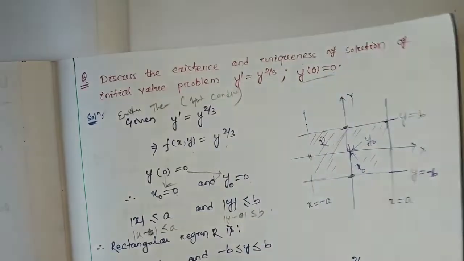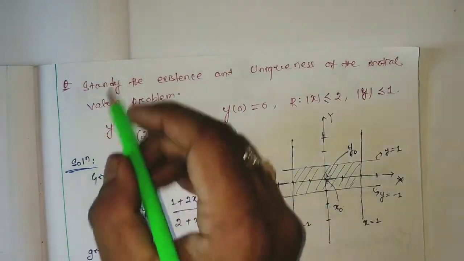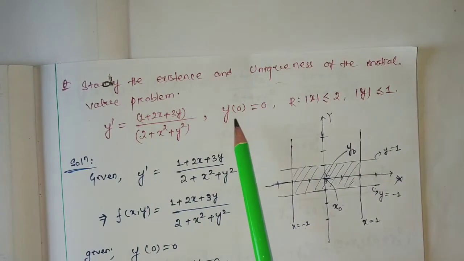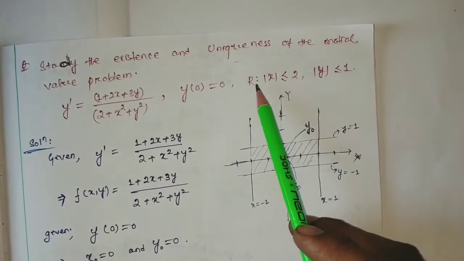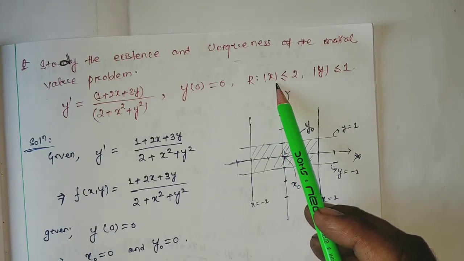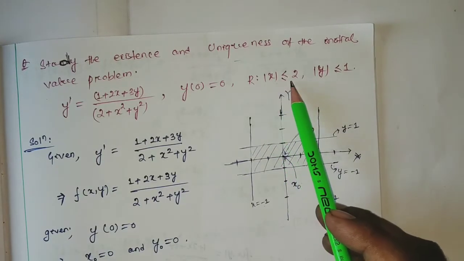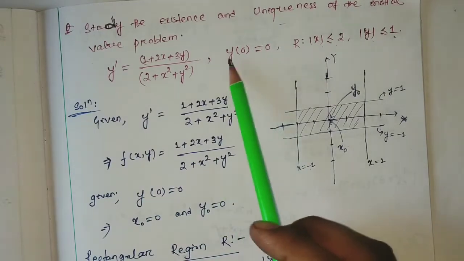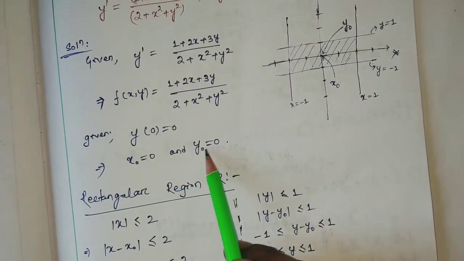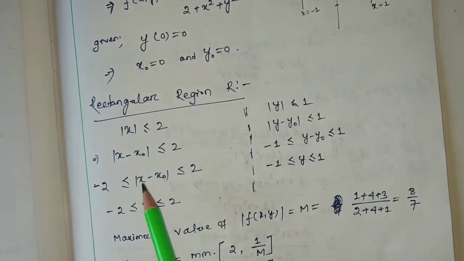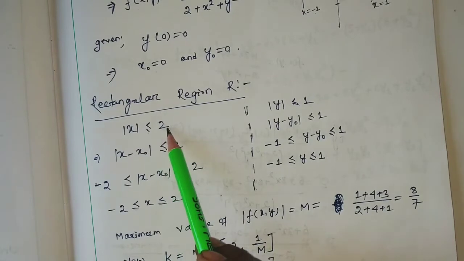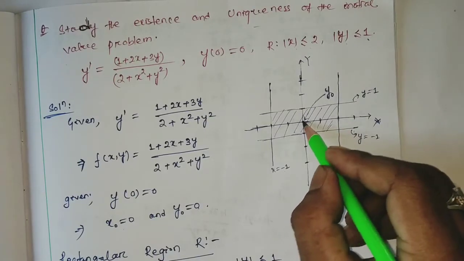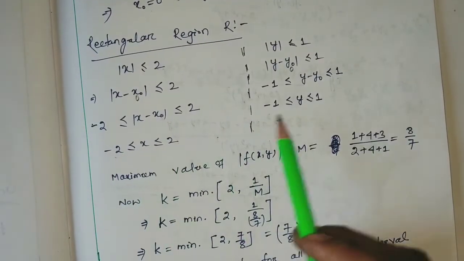Now we are going to go for the next question, that is, study the existence and uniqueness of the initial value problem. This one, y(0) equal to 0, and the region is given by mod x less than or equal to 2, mod y less than or equal to 1. So here y dash, that means f(x, y), is given by this one. So the initial value condition is this one, that means x0 equal to 0, y0 equal to 0, and the rectangular region, that means mod x is less than or equal to 2, and here x0 equal to how much? 0, y0 equal to 0, that means x0, y0 both will be at the center, and the range of x will be minus 2 to 2, y will be minus 1 to 1.